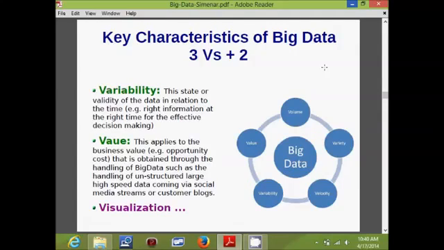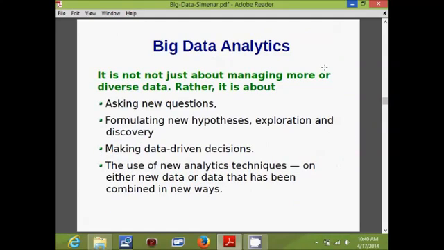Big data analytics is not only about analyzing or managing the data. It's much more than that. It's about asking new questions, formulating new hypotheses, exploration and discovery of data, making data-driven decisions. Nowadays, all successful businesses are making decisions based on data. It also means the use of new analytics techniques, either applied to new data sets or applied to existing data that has been put in new forms.